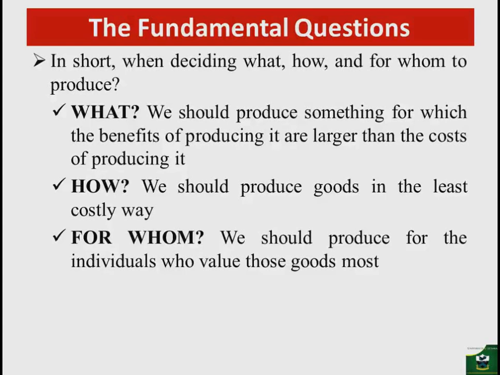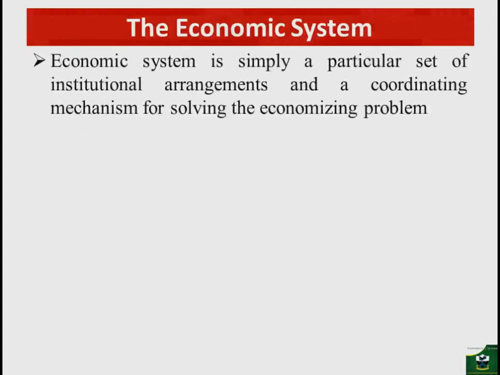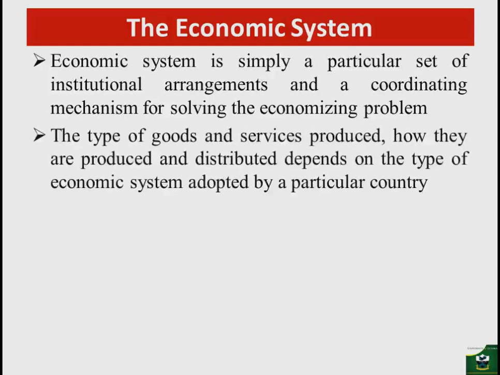Let's turn our focus to the economic system. So the economic system is simply a particular set of institutional arrangements and a coordinating mechanism for solving the economizing problem. So with this then, we will see different economic systems, each depending on how decisions are made of what, how, and for whom to produce. So the type of goods and services produced, how they are produced and distributed will depend on the type of economic system adopted by a particular country.